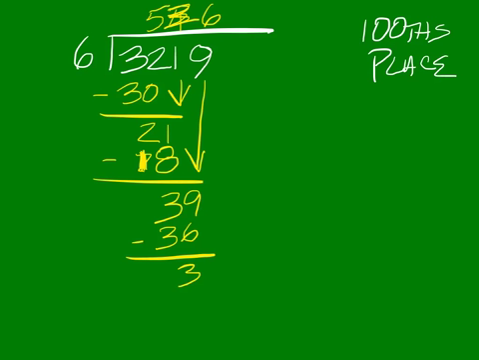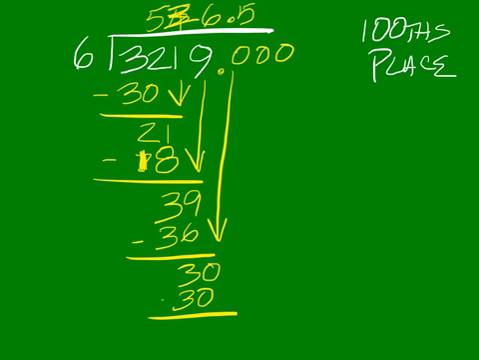3 left over. Here's your decimal point, and you need 3 zeros. Drop that 0, and 6 goes in 5 times, and that is 30. There's nothing left over, and if you keep dropping zeros, there's still nothing. So we don't actually make it out to the hundredths place. The answer is 536.5.